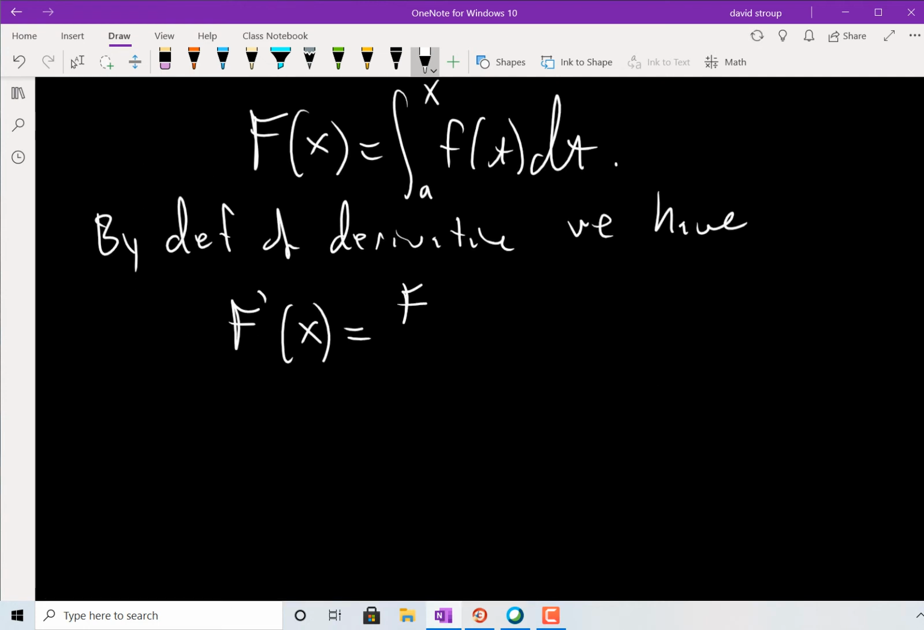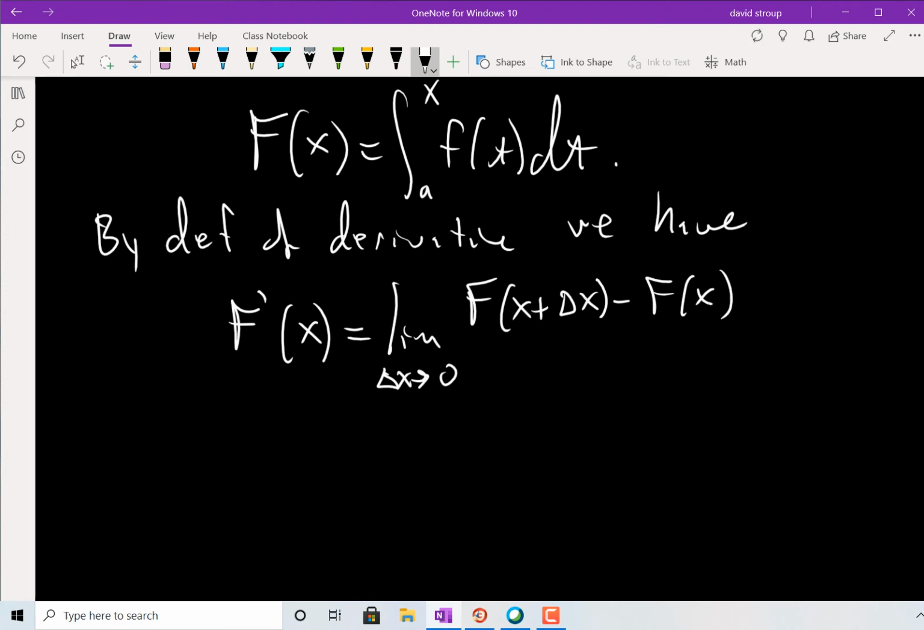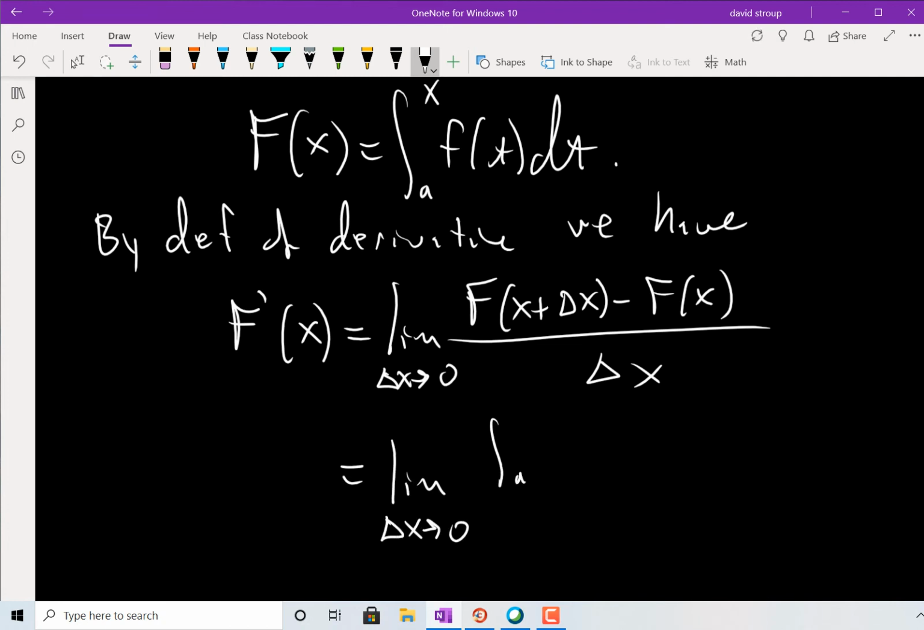So F prime of x will be, well, it's a limit, right? So we need to include the limit piece. I can't just wave my hands around that. It's the limit as change in x goes to 0, if you'd rather, h goes to 0, of big F of x plus change in x minus big F of x, all over change in x. And inputting the integral parts into there, that's the integral from a to x plus change in x of f of t dt, minus the integral from a to x of f of t dt.